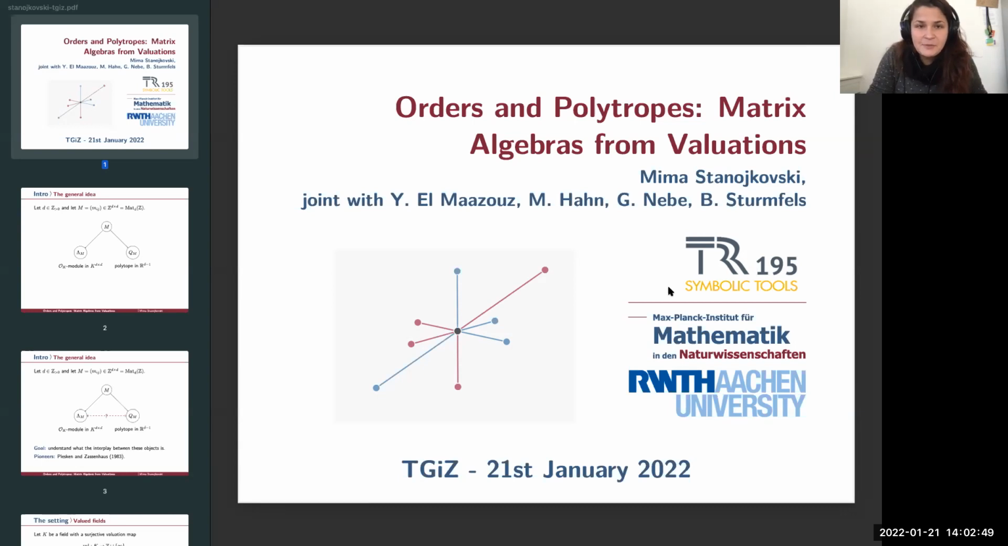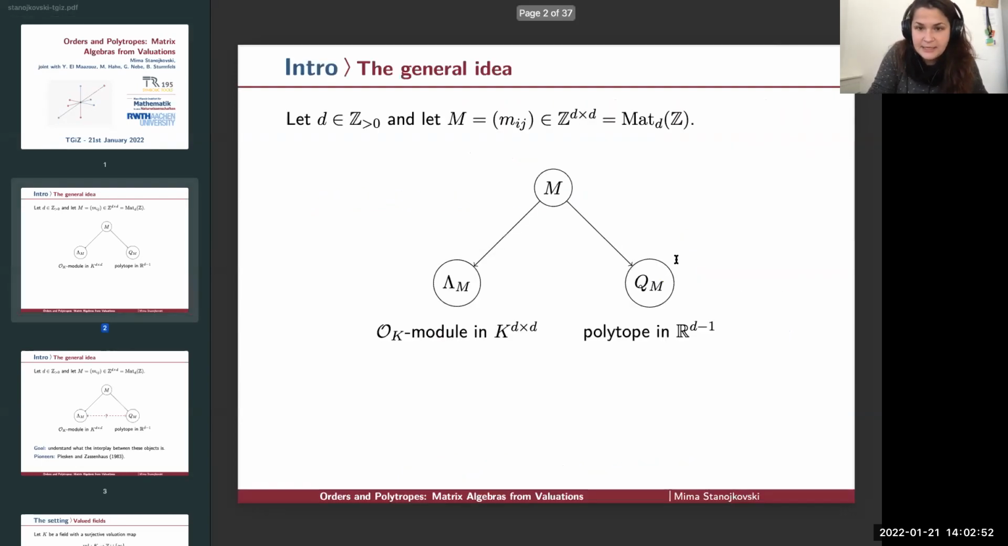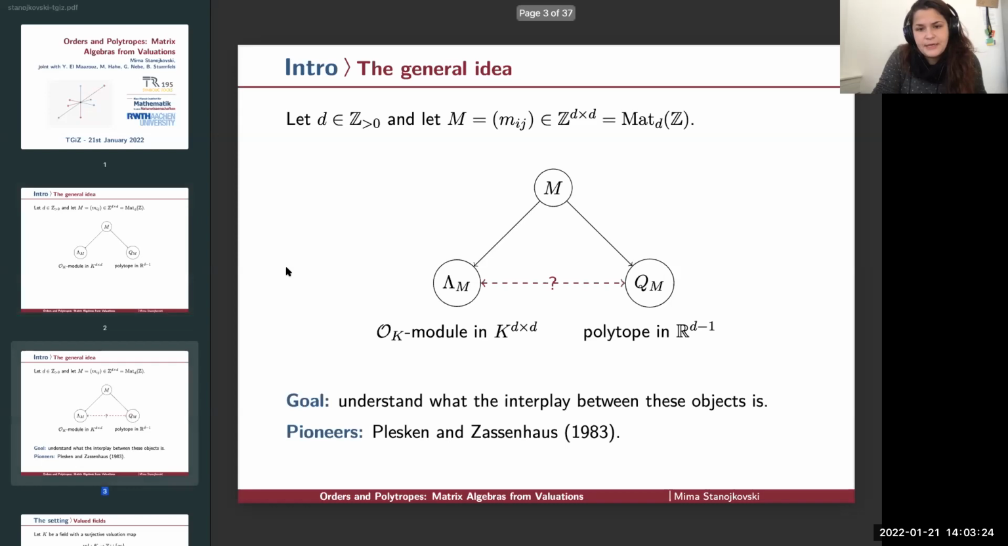So let me start by telling you what the main idea of today is: we will be looking at a picture like the following. We'll have a positive integer d and a d by d matrix with integral coefficients. To a matrix like this, we can associate both an O_K module in K^(d×d), I will introduce all this notation in a second, and a polytrope. So we will have a module on one side and a polytrope on the other side. And the main thing that we want to do today is understand what the interaction between these two objects is. So keep in mind this picture.